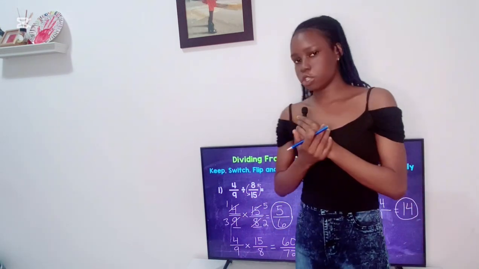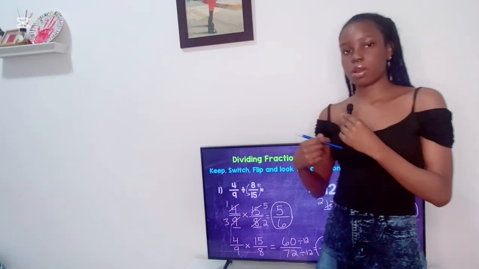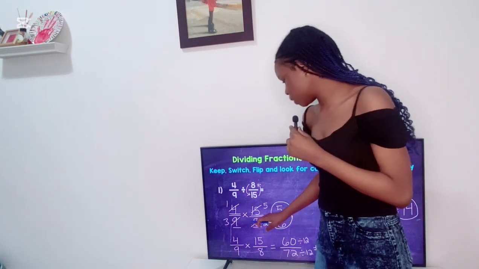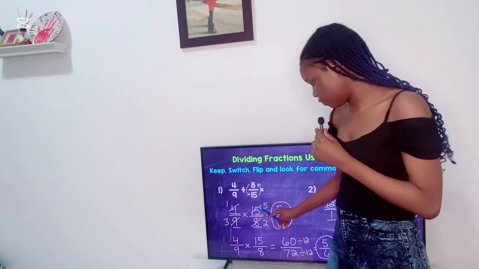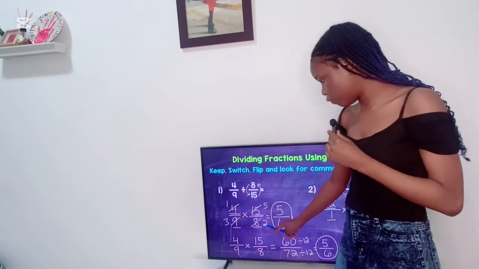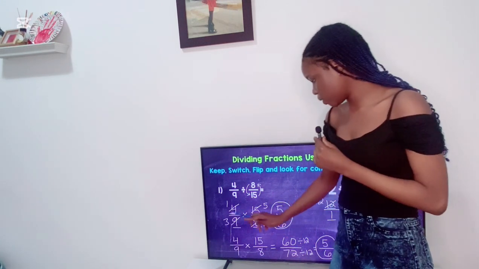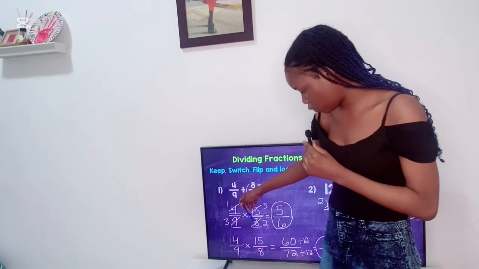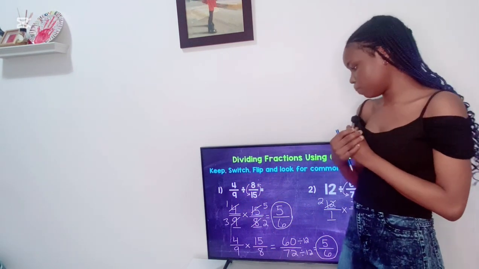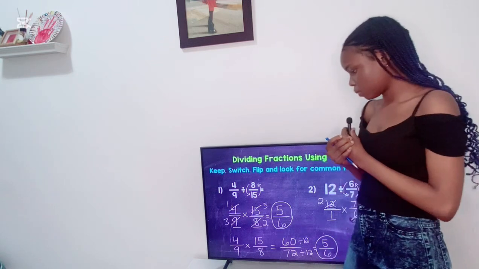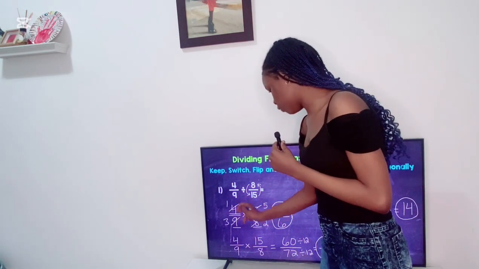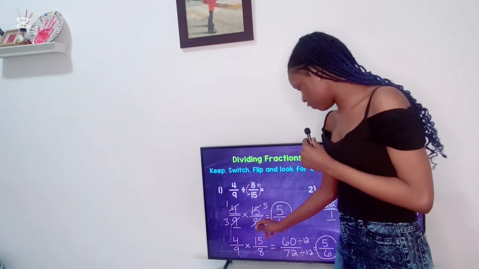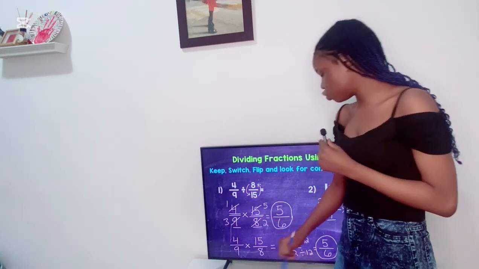So what do we do next? We have to look for a common factor diagonally. Basically, what this means is, let's take 9 and 15, and then 4 and 8. We have to look for a common factor between 4 and 8, maybe the highest common factor. And what is the highest common factor? 4. So 4 divided by 4 will give us 1. 8 divided by 4 will give us 2.